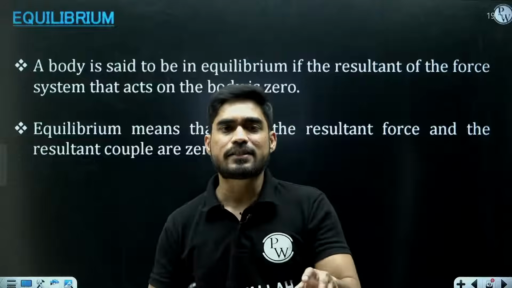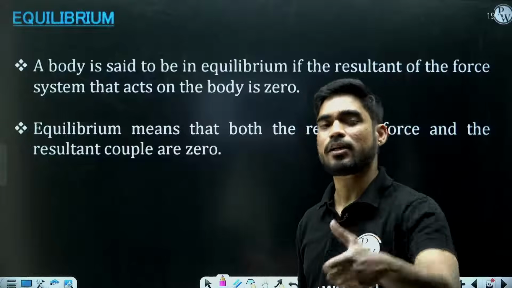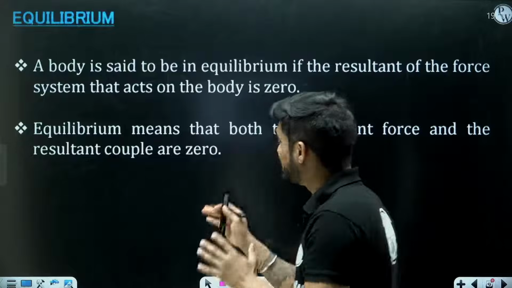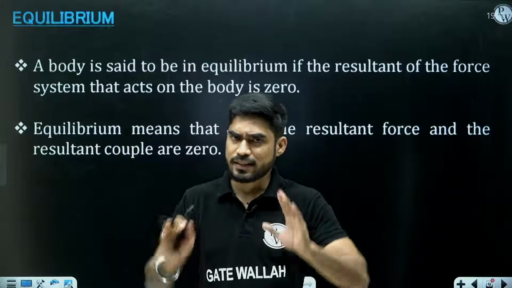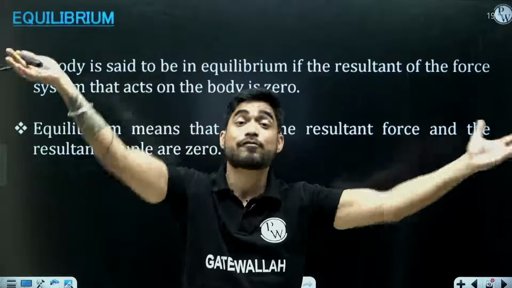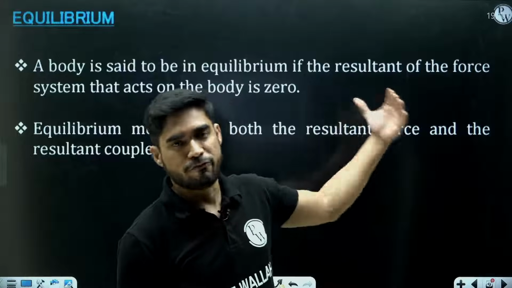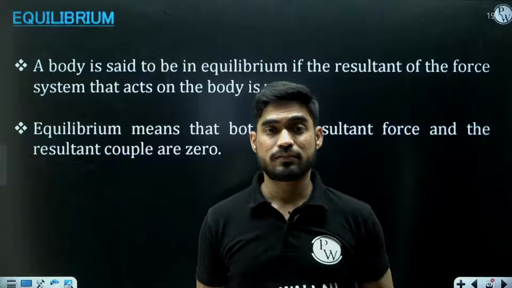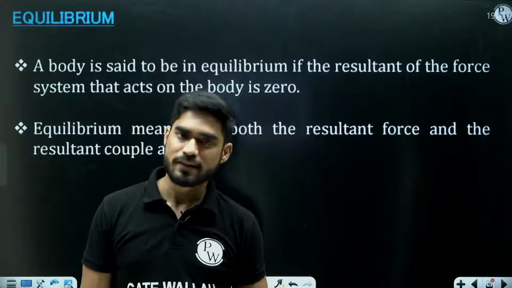Exactly in technical statement, if I have to tell you what is equilibrium, mechanical equilibrium, equilibrium related to forces, then a body is said to be in equilibrium if the resultant of the force system is 0. See, the body is subjected to multiple forces, 3, 4, 5, maybe 10 forces. All these forces collectively are known as force system, and this force system will have a resultant. We have already seen how to find resultant of different force systems, right?